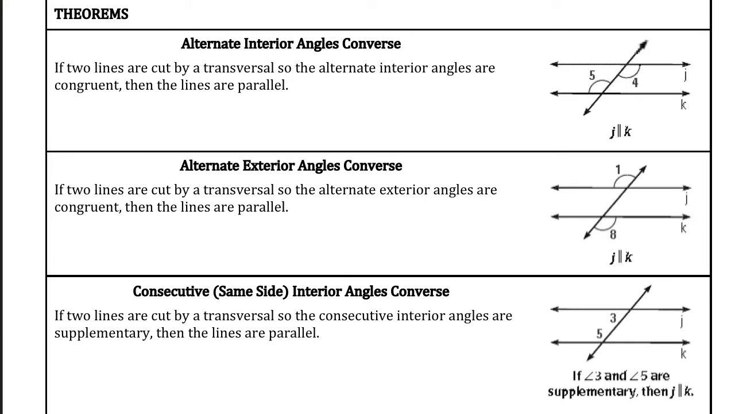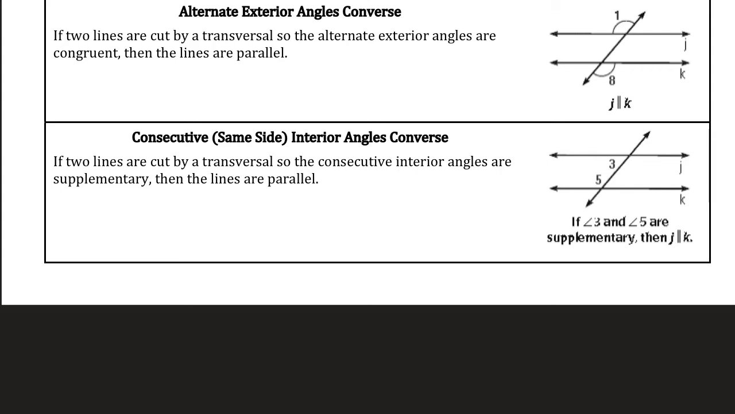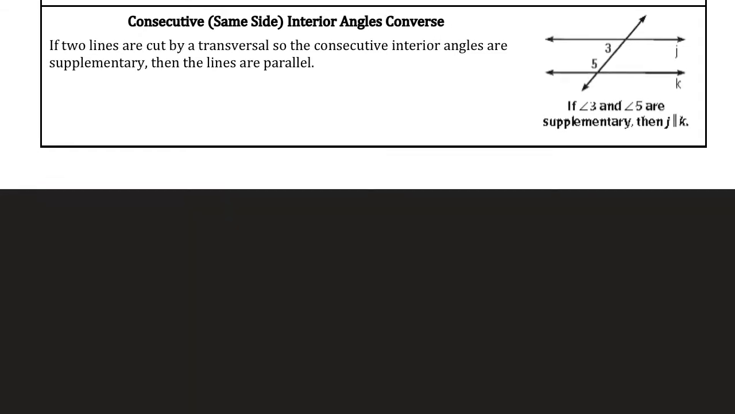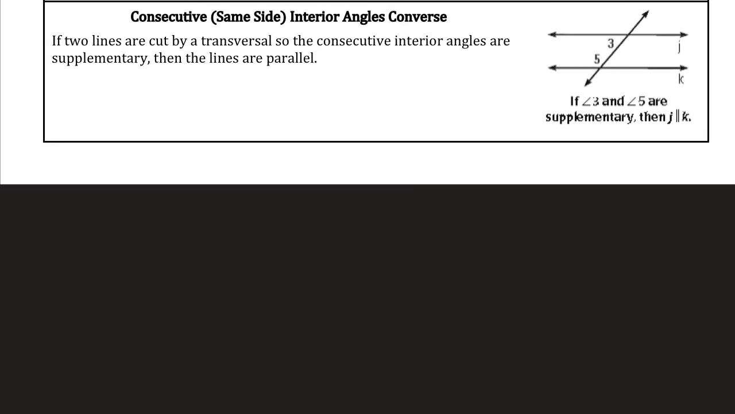Moving ahead, these are just the converses for all the other properties we talked about. Alternate interior angles must be congruent for the lines to be parallel. Alternate exterior angles must be congruent in order for the lines to be parallel. And finally, consecutive or same side interior angles must be supplementary. Remember, that means the measures of the angles add to equal 180 degrees. So the consecutive interior angles have to be supplementary in order for the lines to be parallel.